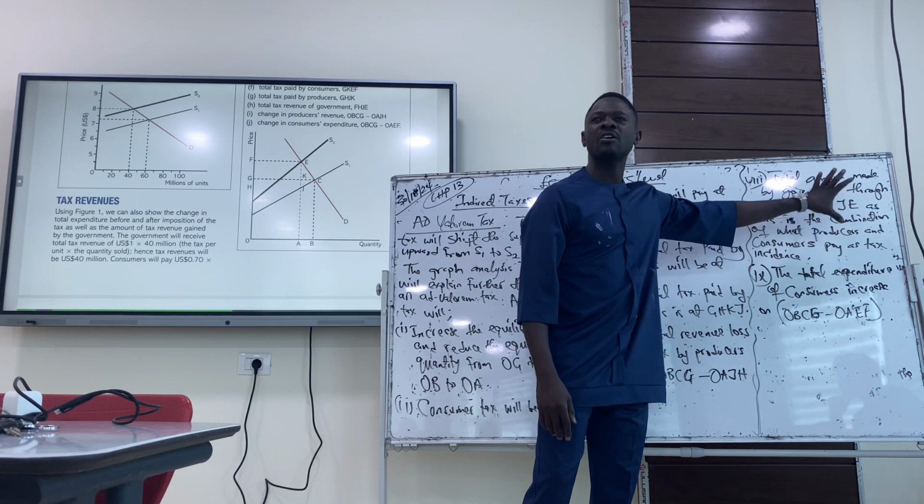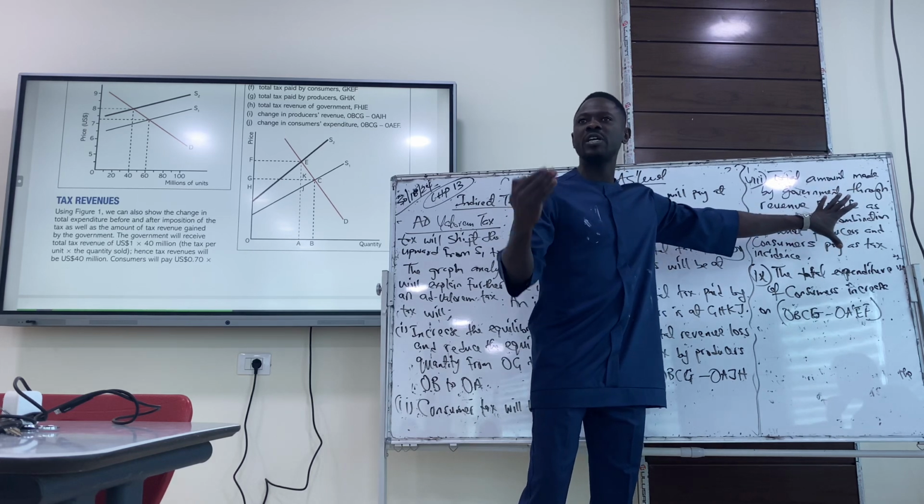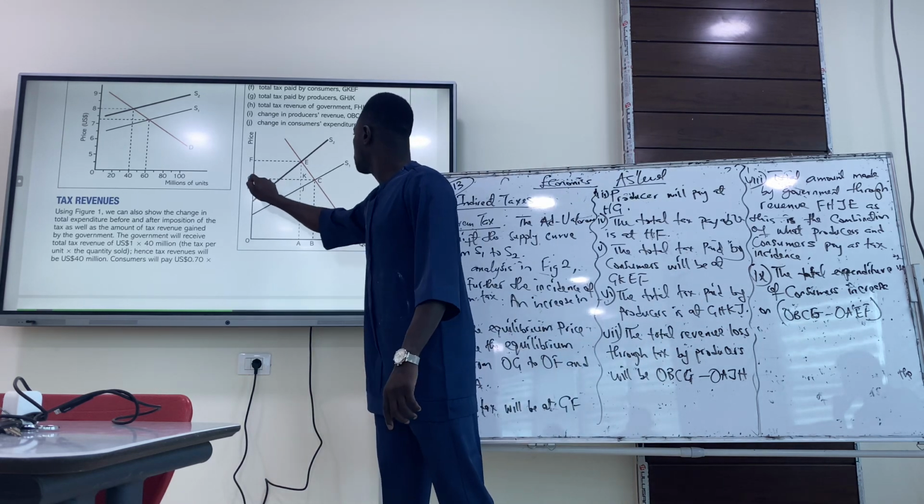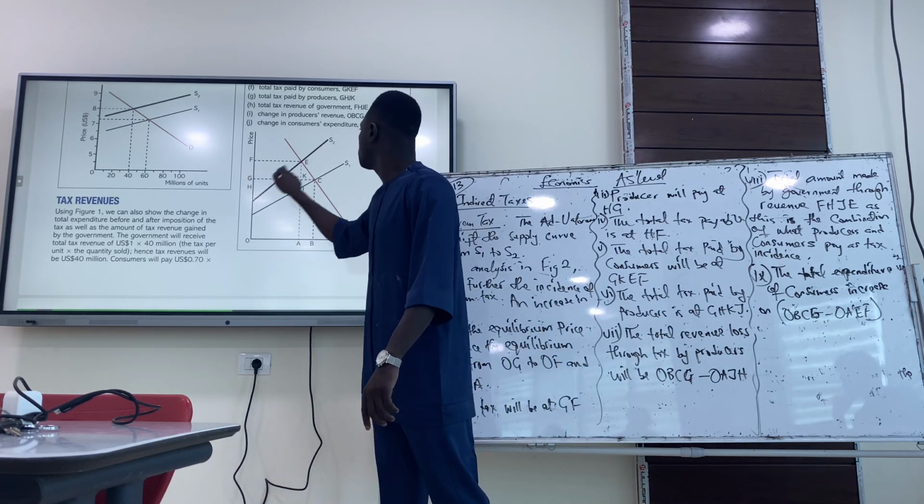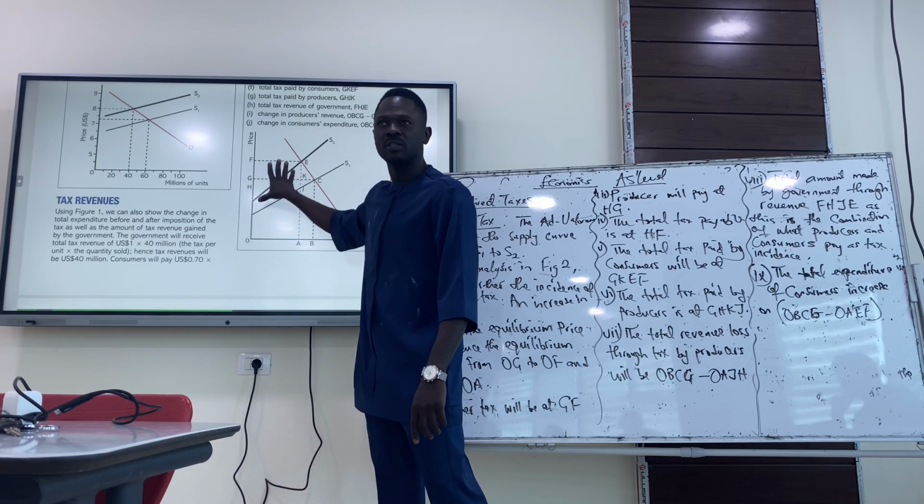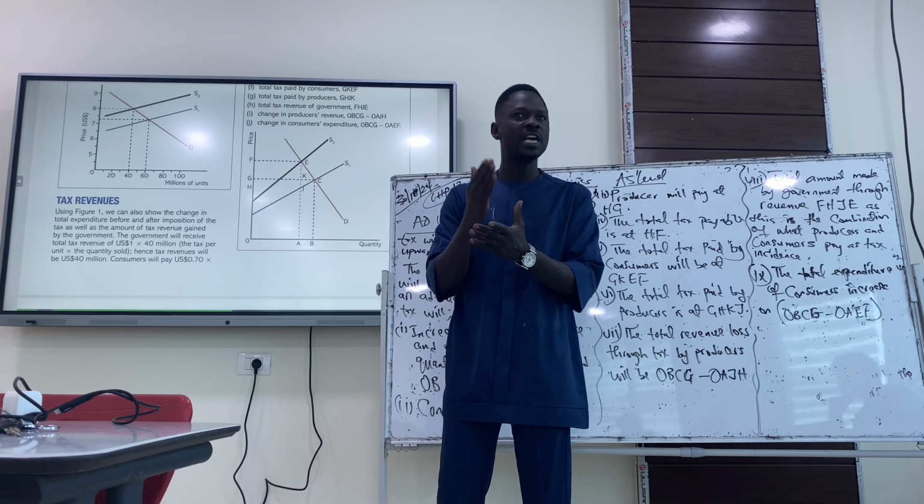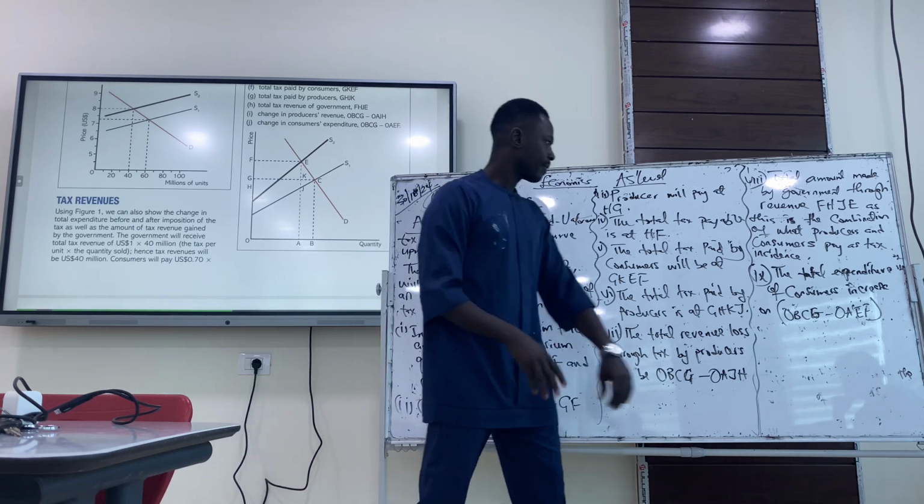FHJE is our total government revenue through tax. FHJE is what government is going to make from revenue. This is paid by producers and consumers at HG and HF. Is it clear? Is it clear or not, please?